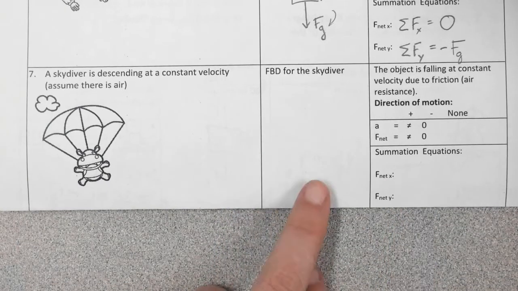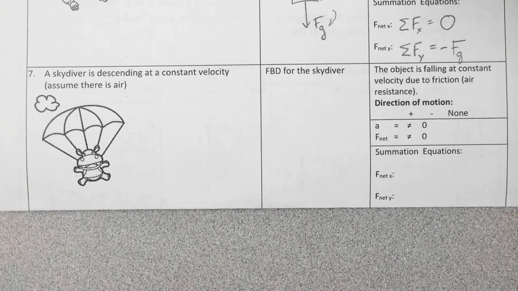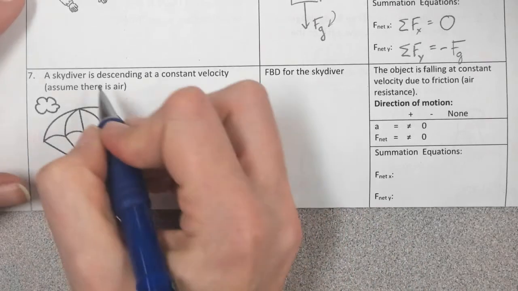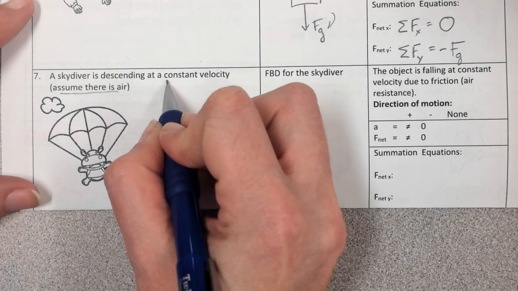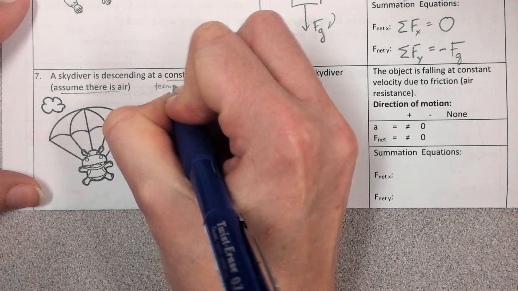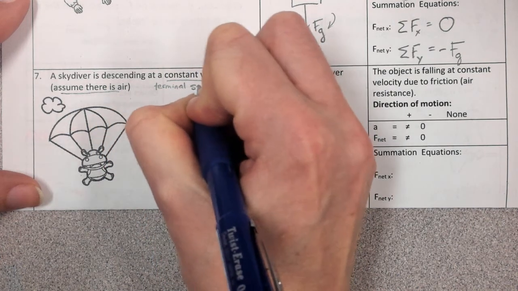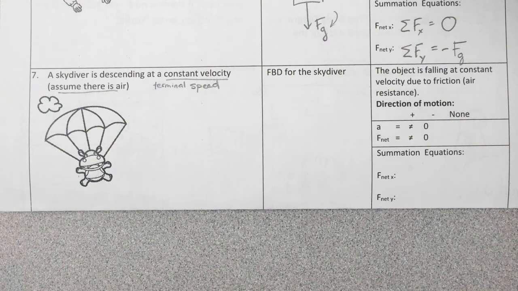So now the skydiver opens his parachute, and we're going to assume there's air because otherwise the parachute won't work. So there has to be air for the parachute to work, and he is descending at a constant velocity. This is also called terminal speed. When something has enough air resistance that it falls at a constant speed, that is called terminal velocity or terminal speed.